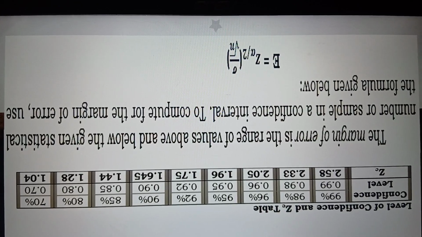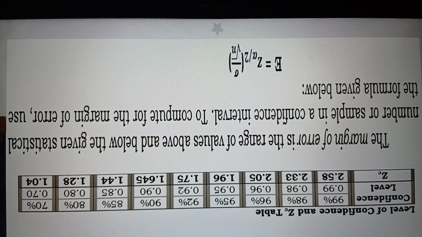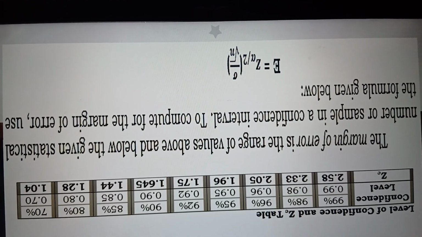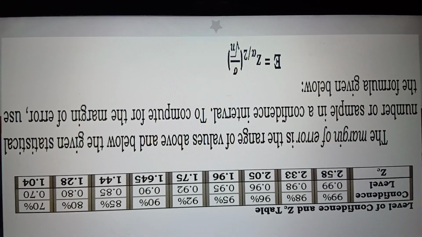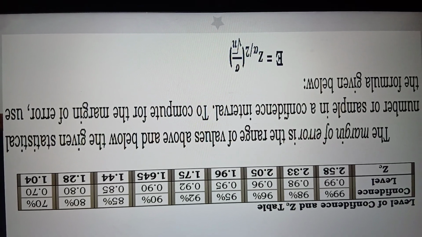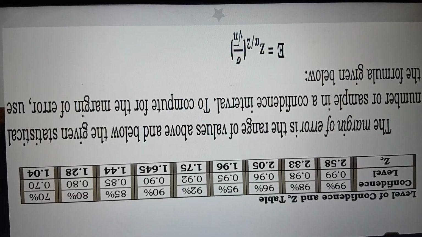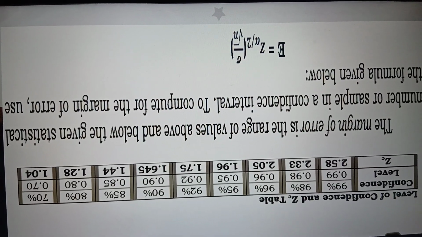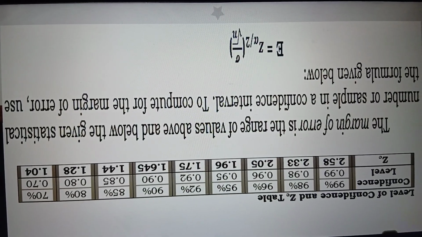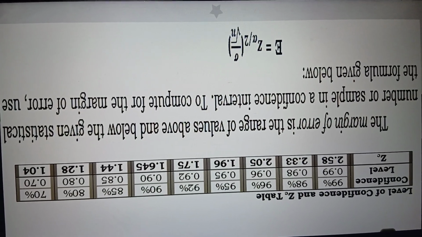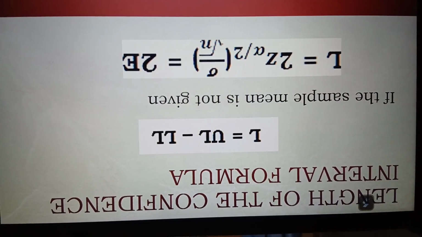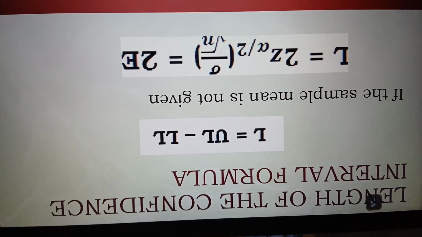So we already have the margin of error formula. To compute the margin of error, we have to use the given: the coefficient times the quantity of the population standard deviation divided by the square root of the sample size. So we can compute the length of the confidence interval using this formula.